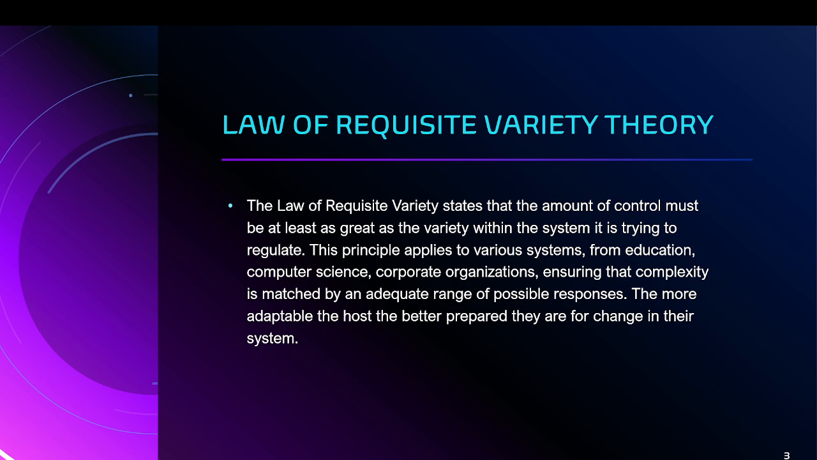So, law of requisite variety theory. This states that the amount of control must be at least as great as the variety within the system it is trying to regulate. So, if we have more variety and more disruption and discrepancies than we have responses, then we're going to have an issue. With this theory, we want to have as much control and at least be as great as the variety within the system it is trying to regulate.